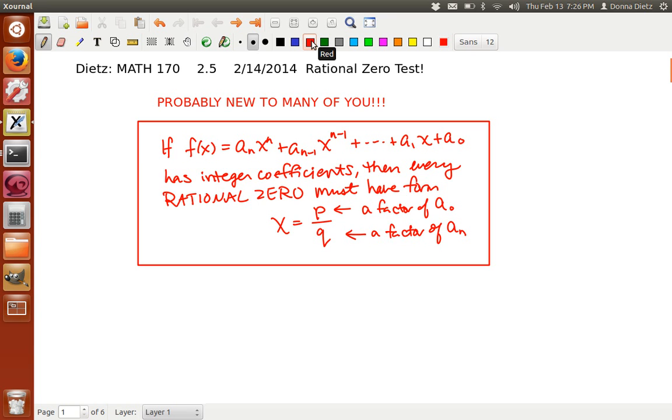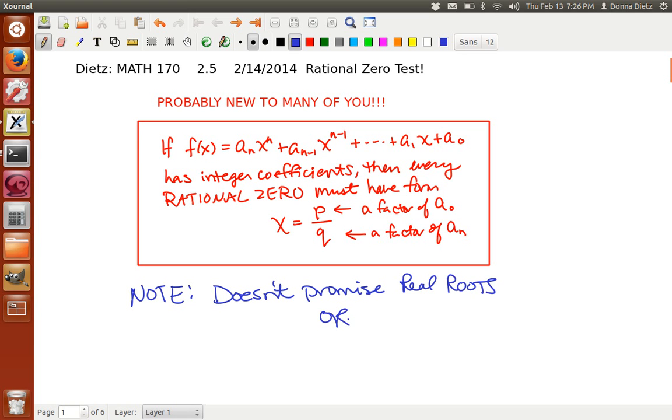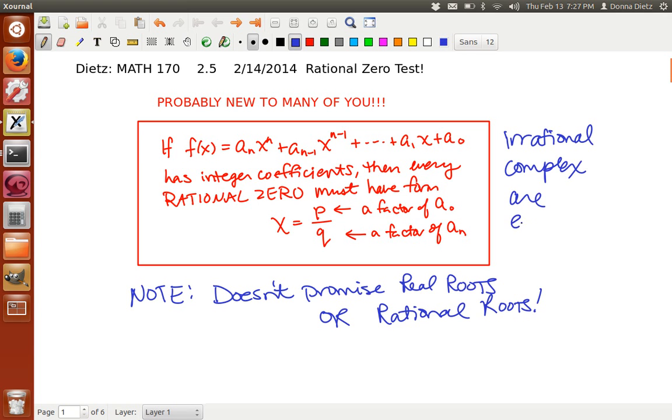Okay, so it does not say the roots are rational. Note, it does not promise rational roots. It does not even promise real roots. You may say, wait a minute, you just said the rational roots have this form. Yes, only the rational roots have this form. If it's an irrational root, it doesn't have to follow the rules. Irrational and complex roots are exempt from the rule. That's kind of rude, but it's kind of true.